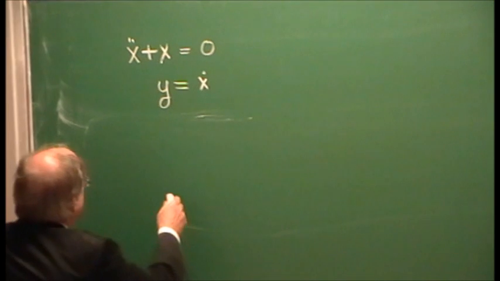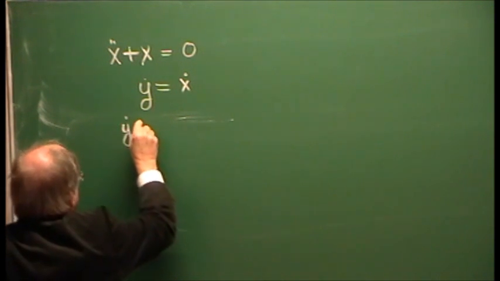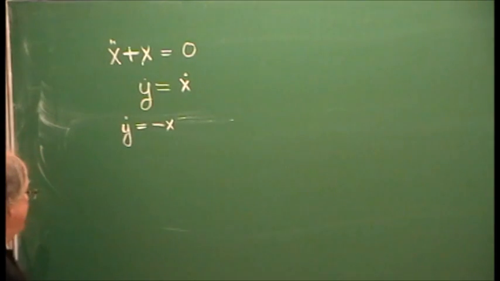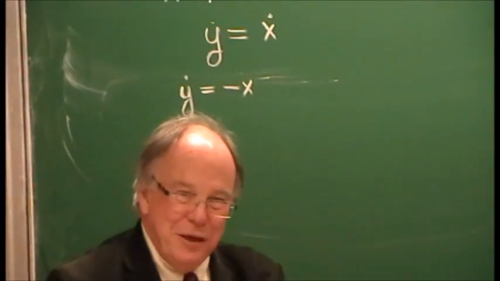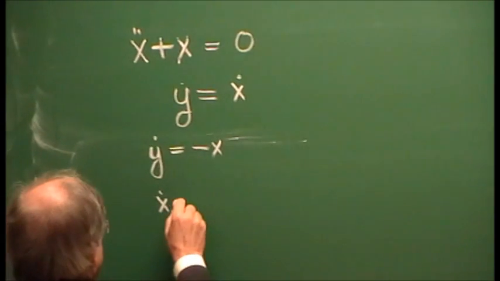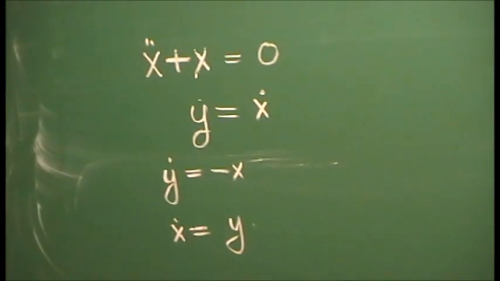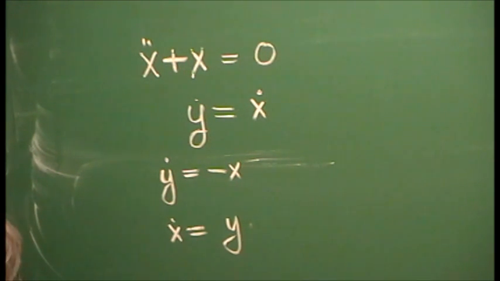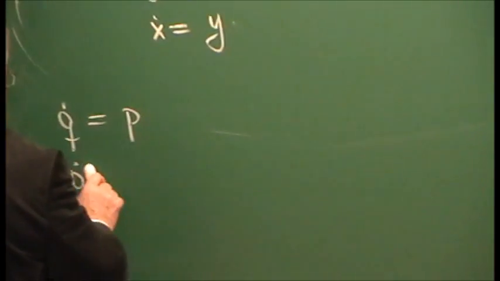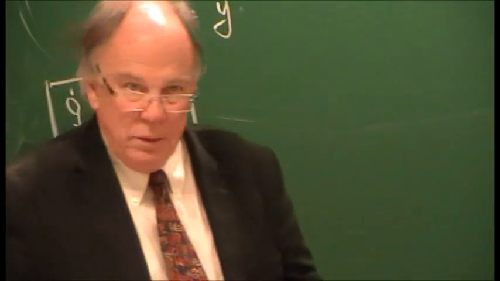So you say, this is a fantastic thing. Look at this here. y dot is x double dot, so this is y dot equals minus x. That's the equation. On the other hand, you have another equation you forgot because you substituted: x dot equals y. I don't like these variables. Why don't we say q dot equals p and p dot equals minus q. Why not?